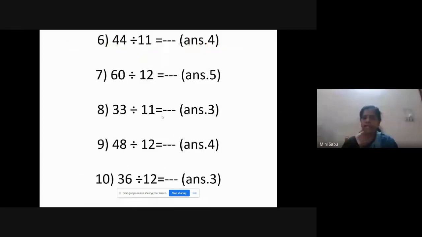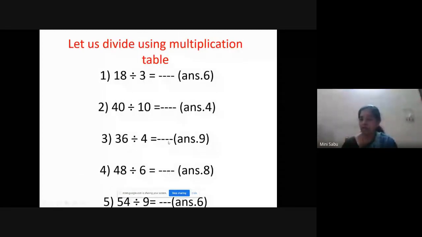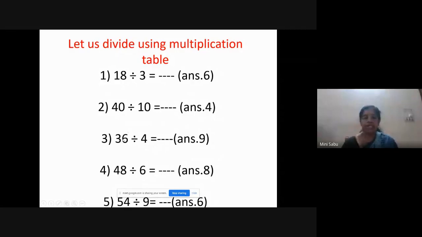Now question number 3. 36 divided by 4 equal to dash. Which table you have to say here? Table of 4 till 36. 4 9s are 36. You know the table, no? Okay. Then the answer is 9.